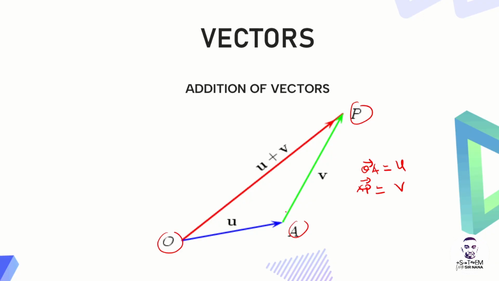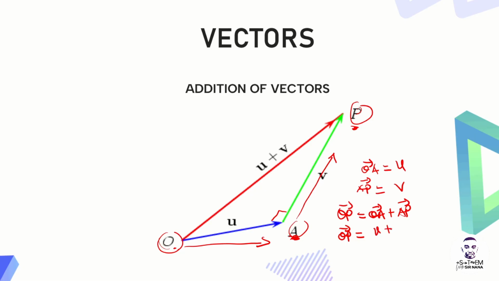So from the triangular law of vector addition, when you have a triangle, to be able to get the side O to P, which is the vector we want to look at, we must move from O to A and then from A to P. So it means that our O to P as a vector should be equal to O to A plus A to P. So you have to move from O to A and then from A to P. So it means that our O to P should be equal to our OA, which is U, plus our AP, which is V. So vector OP is equal to U plus V.